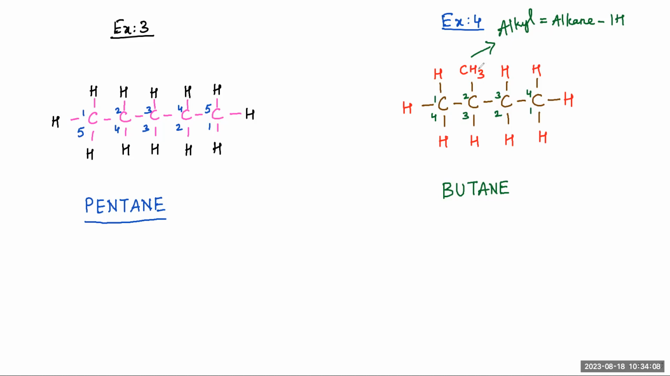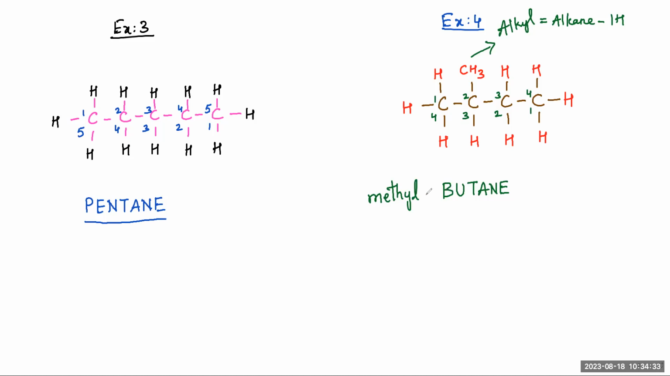If that would have been CH4, we would have called it methane, but now that it is CH3, we are going to call it methyl. So alkane minus 1 hydrogen is alkyl. So CH3 here would now be called a methyl. So methyl will be written as a prefix to butane here.